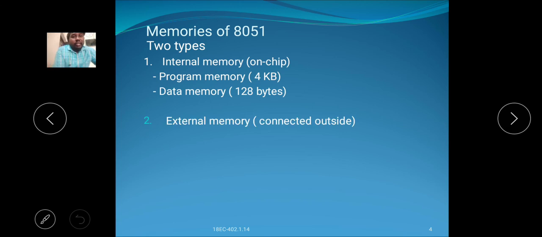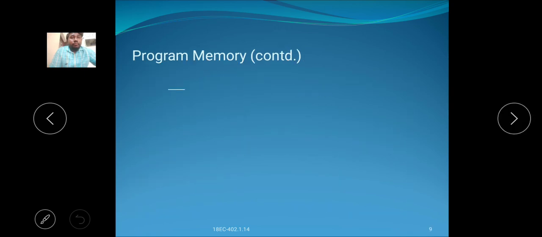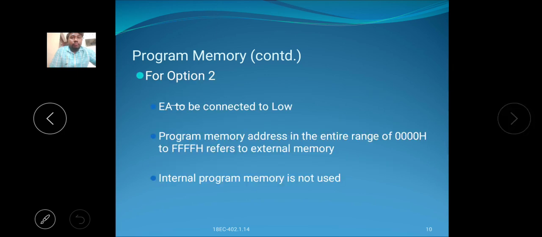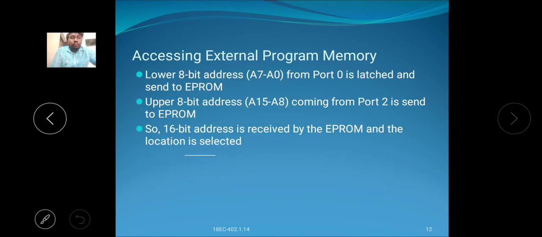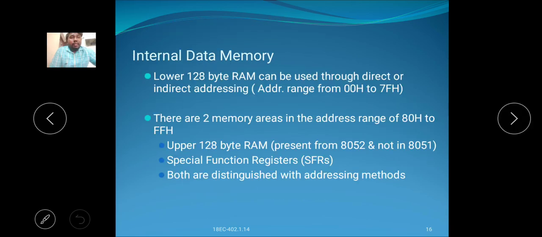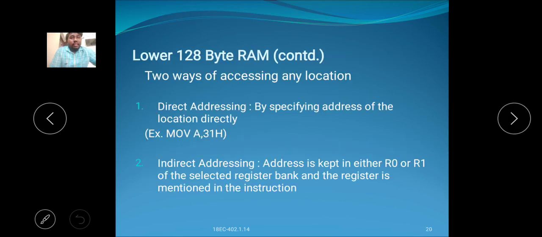The memory organization has two types: internal memory and external memory. The internal memory is the on-chip memory, and the external memory is connected outside. Both have program memory and data memory. I hope that all of you understood this memory organization. Please go through the textbook and read the topic.